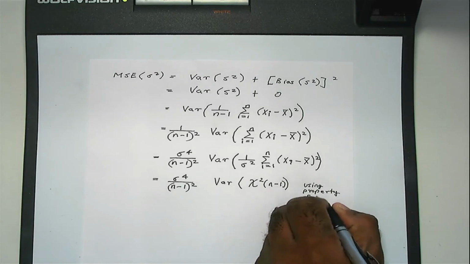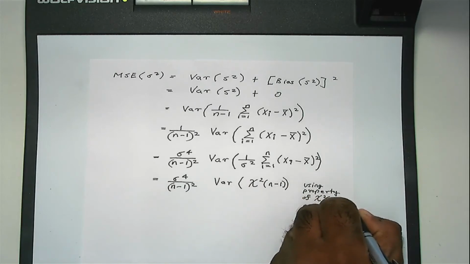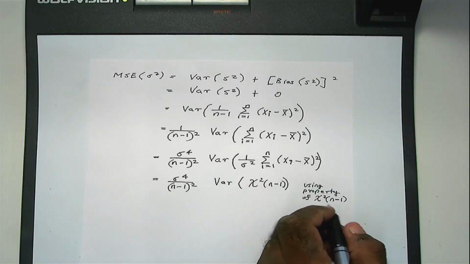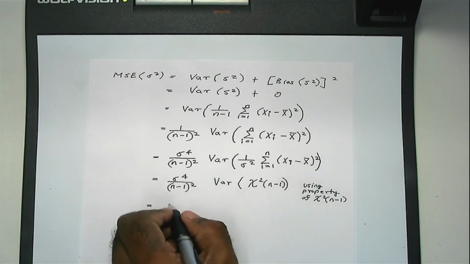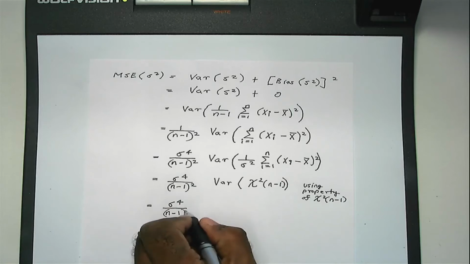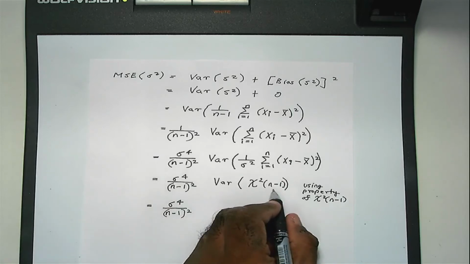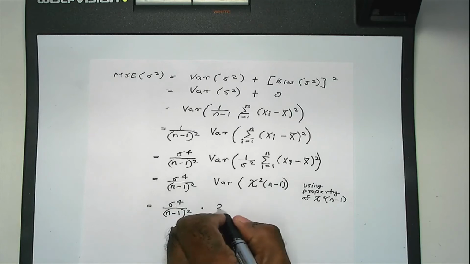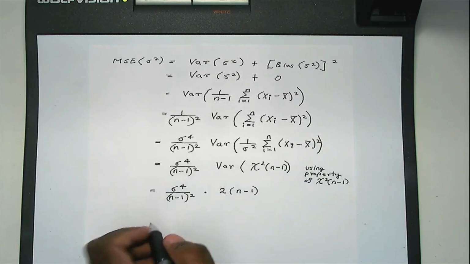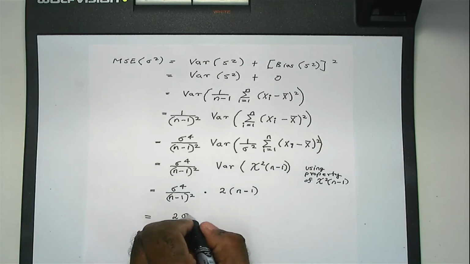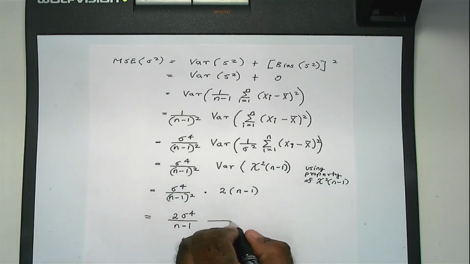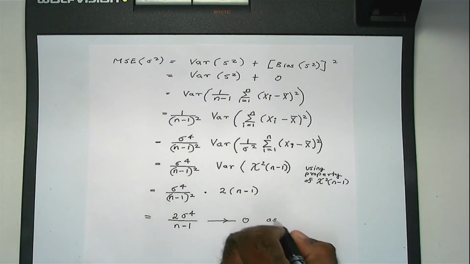So once again I'm using the property of a chi-squared variable. If you don't remember this, I suggest you look at the video on chi-squared distribution. Another property I mentioned in that video is that the variance of a chi-squared is equal to 2 times the degrees of freedom. So it's 2 times n minus 1. So this becomes 2 sigma to the power 4 divided by n minus 1. And this clearly approaches 0 as n approaches infinity.